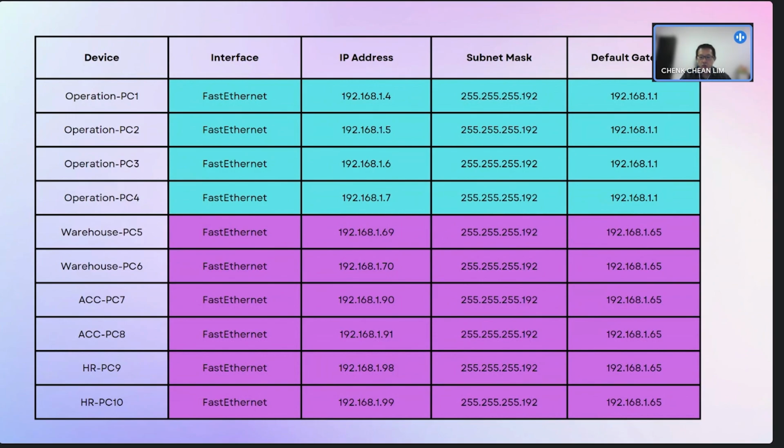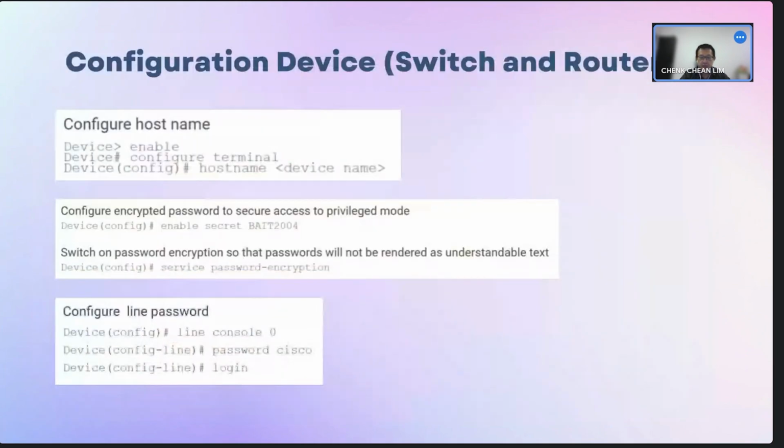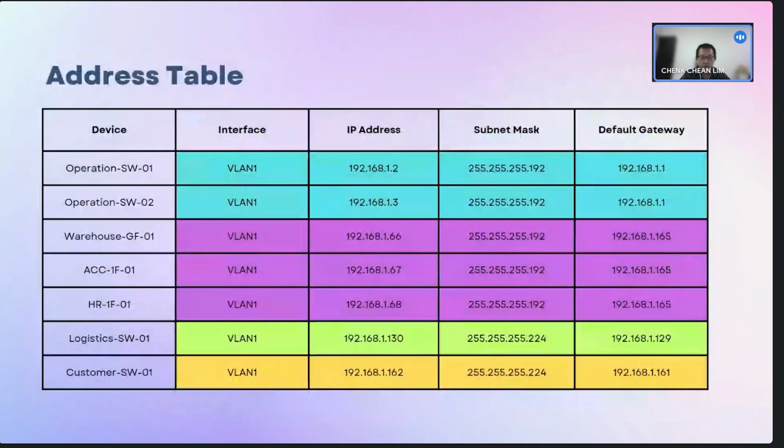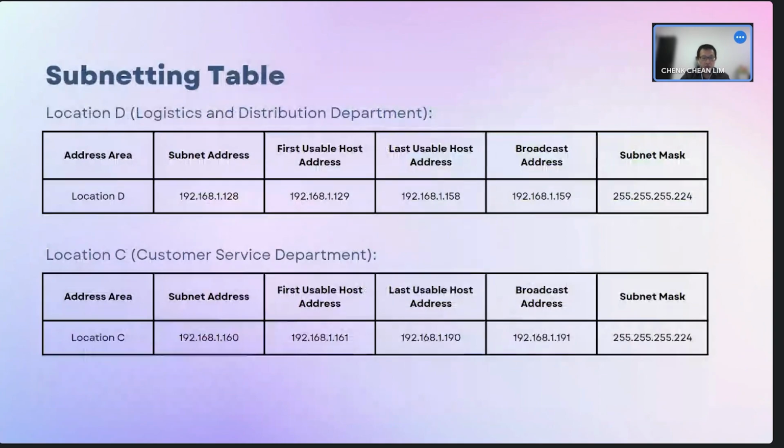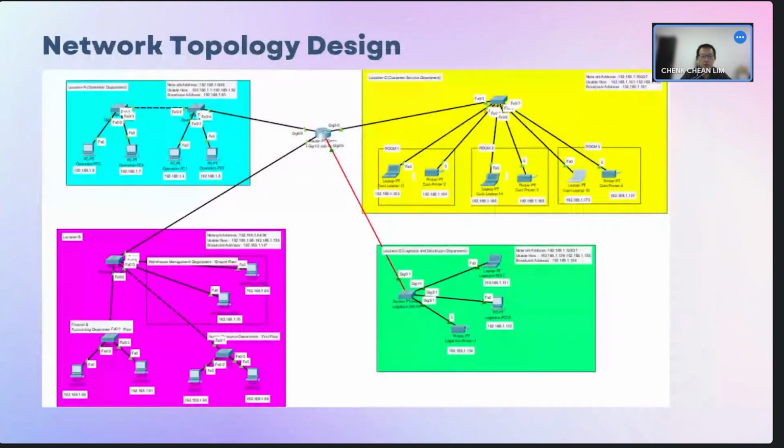The next thing I will explain is back to this network topology. What you can see is the location A, the light blue color at the top left, where we use 2 switches, and PC 1 to 4 each link to one of those switches.